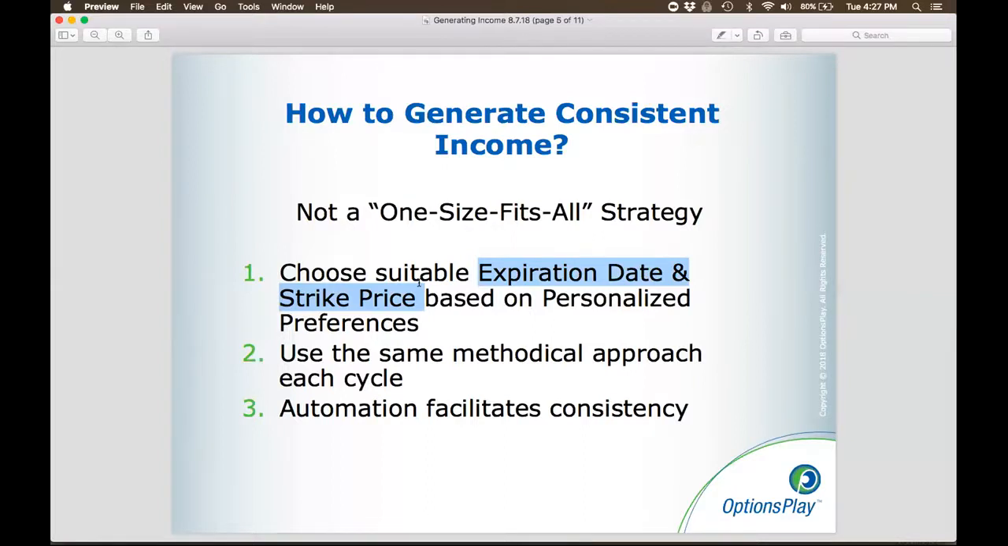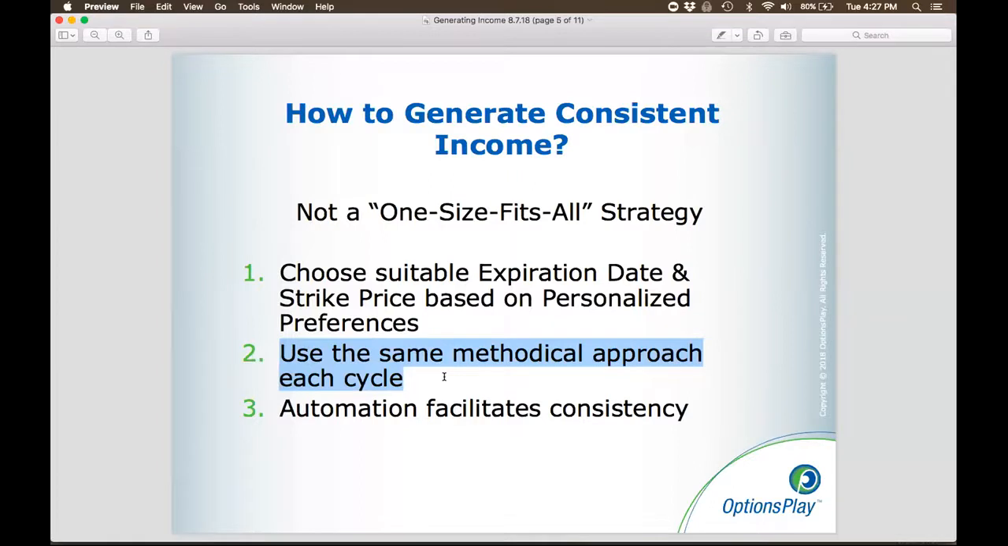And that's what we're going to spend our time learning about: what are those personal preferences and how do they affect which strategies you choose. Once you have those preferences, it's really easy to understand how to generate consistent income. It's really just simply applying the same methodical approach each cycle. If you're doing monthly calls, you want to apply the same methodology month after month. If you're doing quarterly calls, you want to apply the same methodology quarter after quarter.